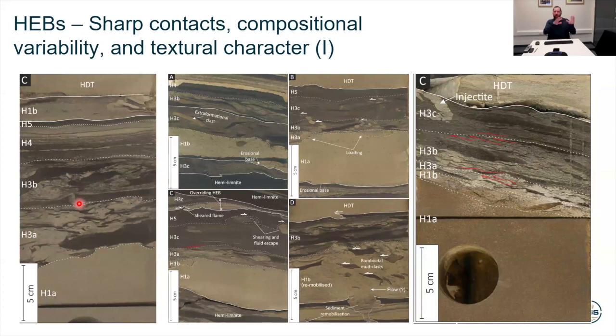And the thing to notice from all of these examples is that there's textural variability within that H3 broad unit, and there's also sharp contacts. And so we've spent quite a bit of time mapping out where those sharp contacts are and trying to rationalize whether there are subunits within the H3 unit, and how many there are, and what their textures are.